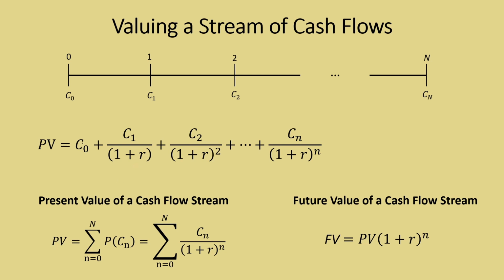So cash flow 0, we don't discount, right? Because we haven't started earning any interest. However, from period 1, we discount by 1 plus R, R being the interest rate. In period 2, notice we discount by 1 plus R, but we need to square it, and so on. So we put it to the power of n periods, and there are n cash flows.